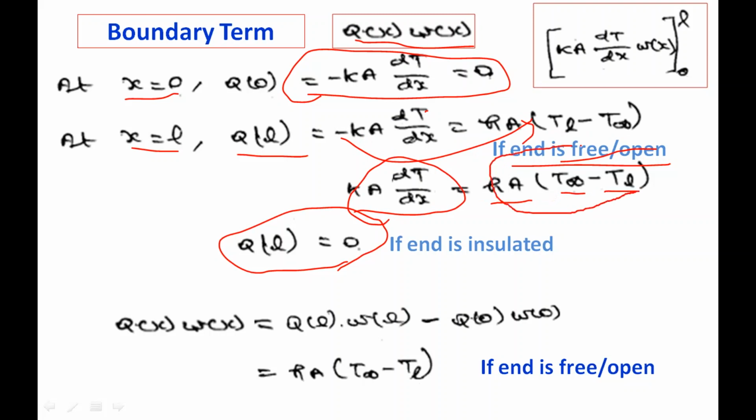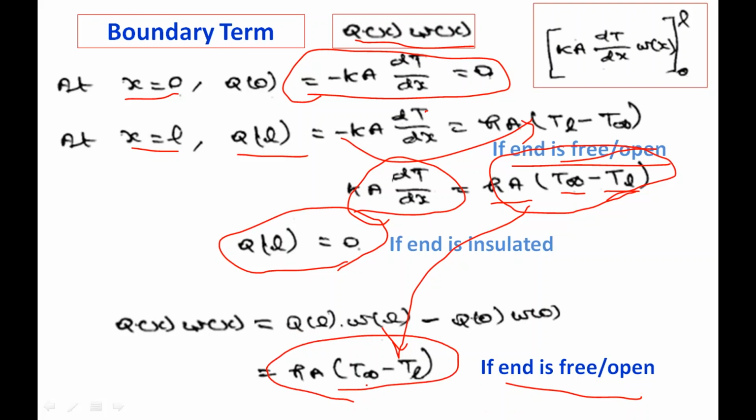So we are going to consider this term as the boundary term here, Q(L) or w(L). If the end is free, then only we will get this term. Otherwise, the Q(x) w(x) term will be totally 0 for an insulated end. So when you derive the element characteristic equation, we have to consider whether this particular node is free to atmosphere or it is insulated like that.